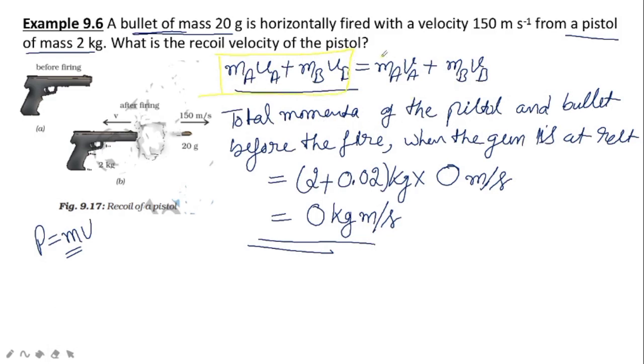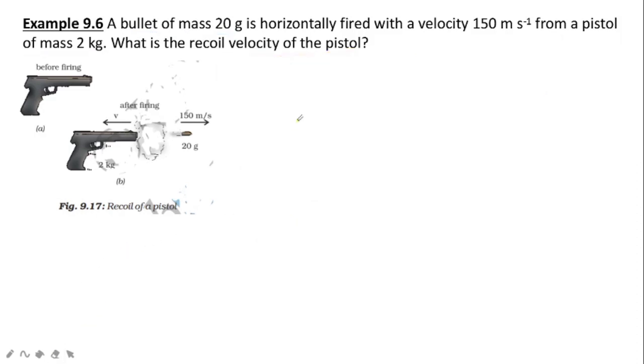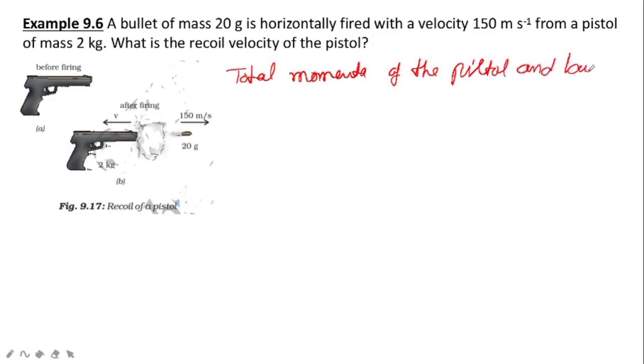Next, which is remaining? Now we have to find this one, that is after firing. What is the total momentum of the pistol and bullet after it is fired?